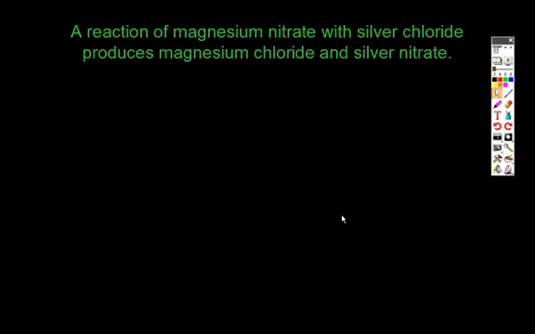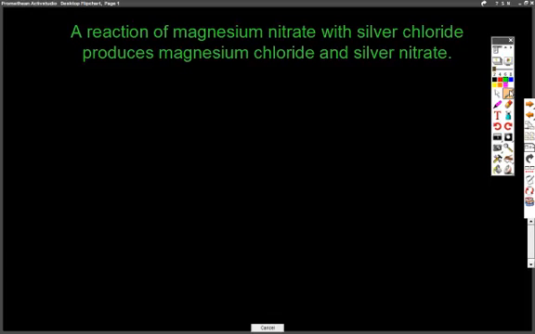Alright, so the reaction is listed there, and the very first thing that we need to do is come up with the written reaction, the actual formulas here. So what we have here is magnesium, and we looked that up on the periodic table. It's a +2 charge. We have nitrate, which is NO3. From your list of polyatomic ions, that's a 1 negative charge.